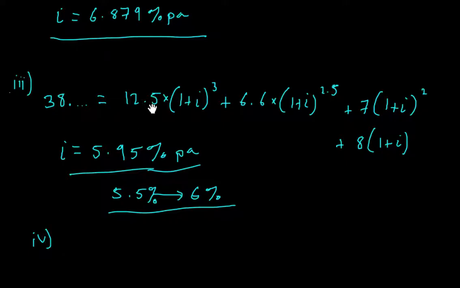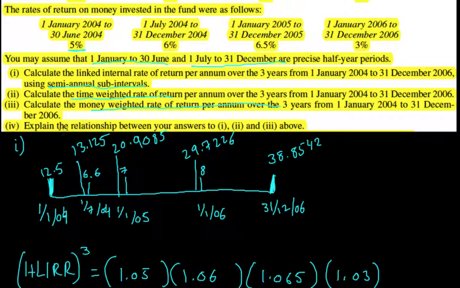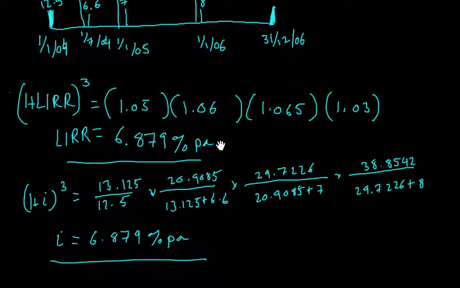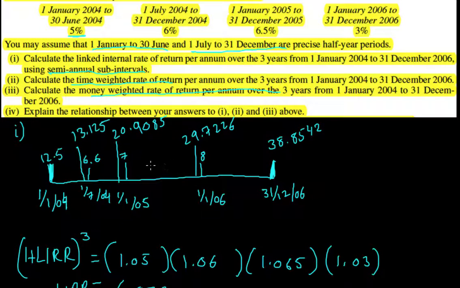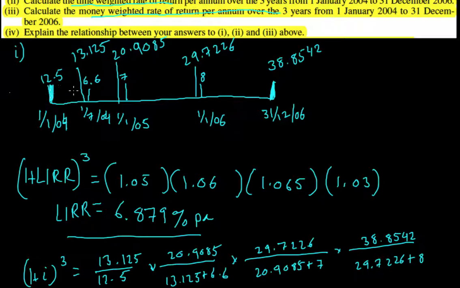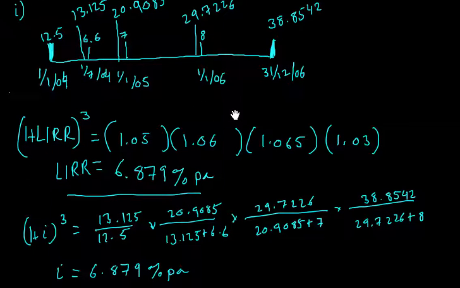And then very lastly, there was another part to this question, and it said, explain the relationship between your answers. So between part I and part II, they were the exact same. And why were they the same? Because we used the same sub-intervals the whole way. For the time-weighted rate of return, we used the half years. Even though these half years didn't really get used, it was still the equivalent of doing it with the linked internal rate of return. Now, if there were even smaller time periods inside of here, like a quarter, they wouldn't be the same. So that's what's made them the same.